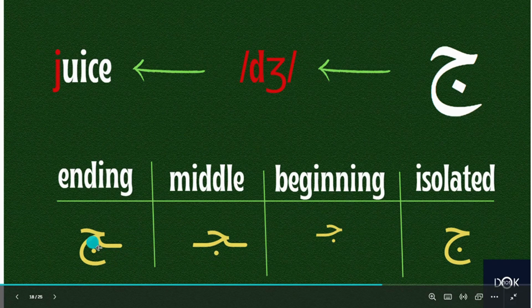And at the end, Jim appears like the letters ba, ta, and tha, that is, it is connected to the letter before it, but sometimes it could also be in an isolated form. Let's have a look at the examples.